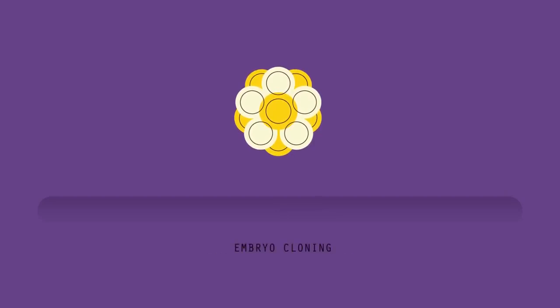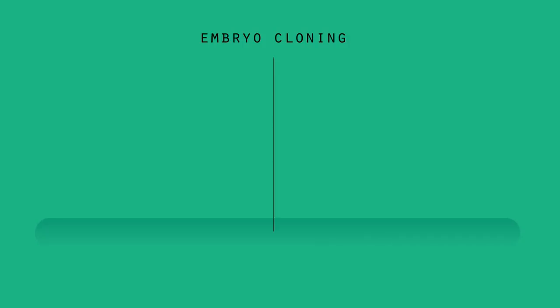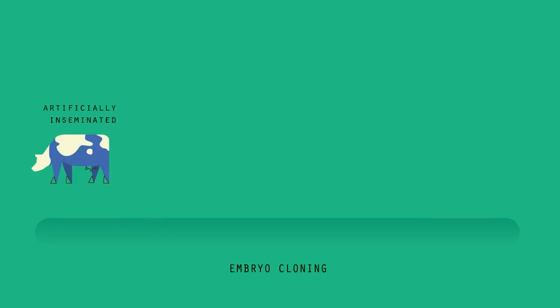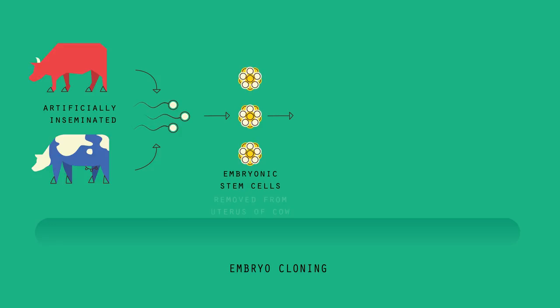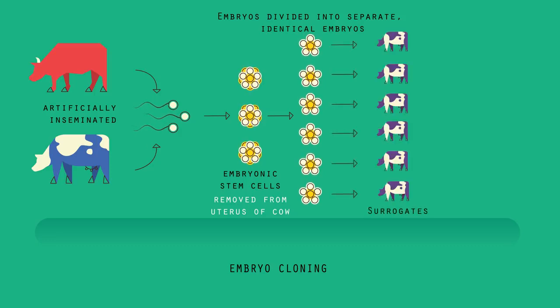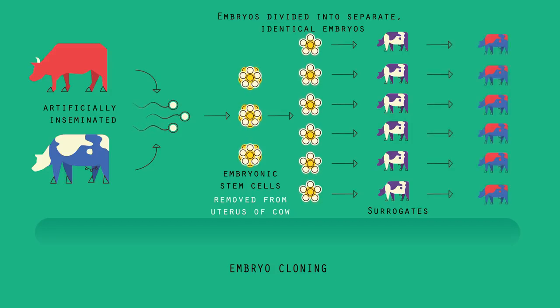The first is called embryo cloning. A farmer might have a cow that gives a lot of milk and wants to use her to create many calves. The cow is artificially inseminated using the sperm of a bull. The embryos grow until they form a ball of embryonic stem cells. Before they become specialized, the embryos are removed from the uterus, divided up into separate embryos which will all have the same DNA, and then each is placed into the womb of a different cow. These cows are surrogate cows. They are just being used to grow the embryos until they are born. The calves will be clones of each other, but not a clone of the mother due to the bull's sperm.